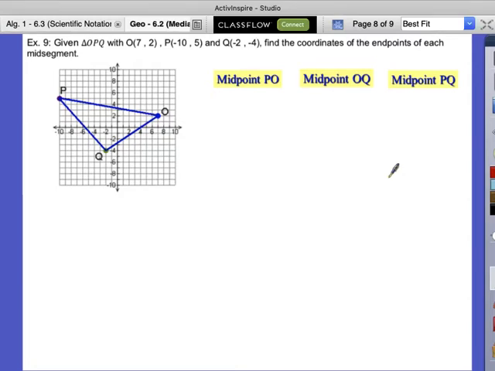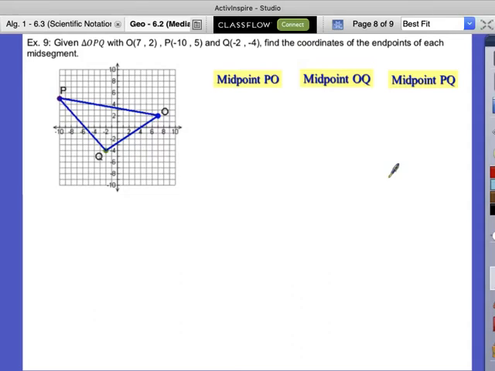Given triangle OPQ, with the coordinates 7, 2, negative 10, 5, negative 2, negative 4, it's graphed there. Find the coordinates of the endpoints of each midsegment.